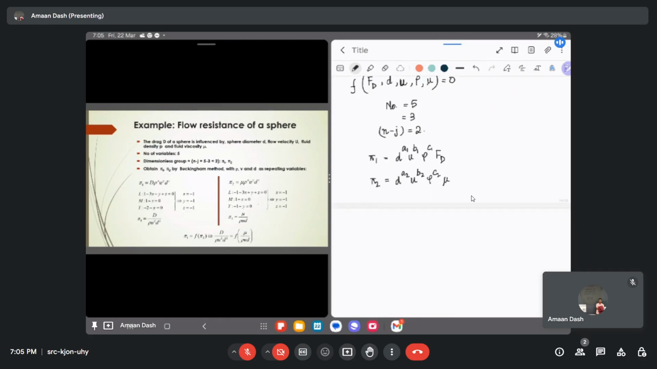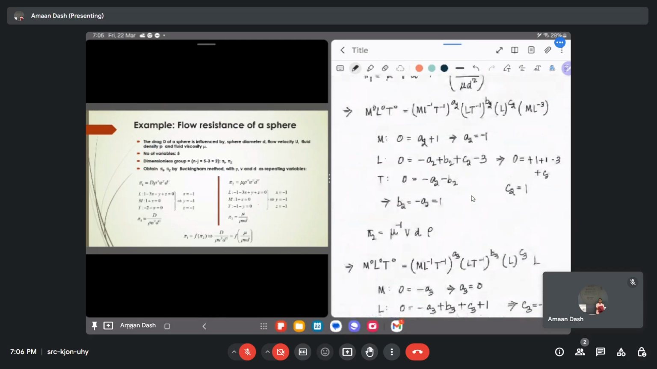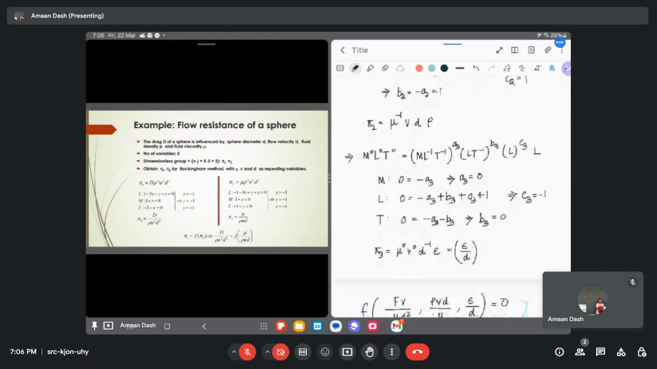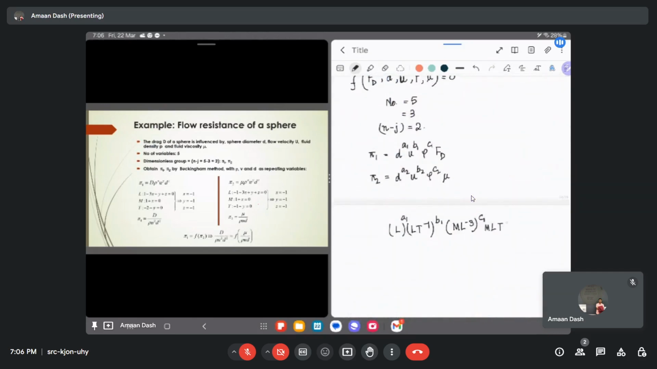So if we do this, this is l, sorry, this is not m, this is l to the power a1 and l t to the power of minus 1 to the power b1, and this is m l to the power minus 3 to the power of c1, right? And this is the force. What is force? m l t to the minus 2, right?